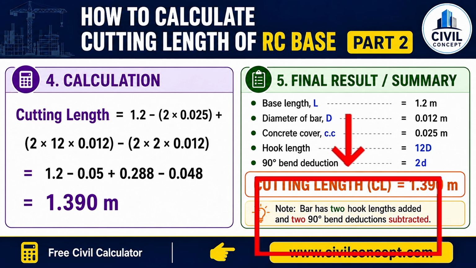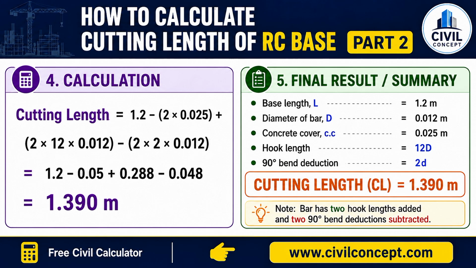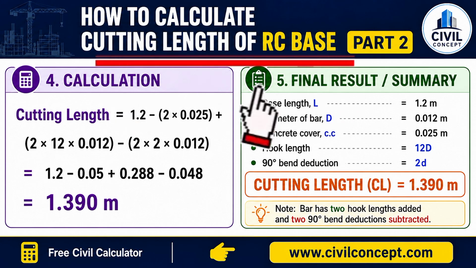Remember, in this bar, 2 hook lengths are added and 2 90-degree bend deductions are subtracted. This is the correct method to calculate the cutting length of RC base bar.